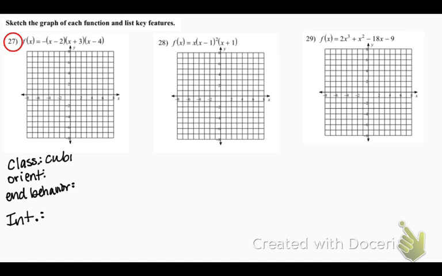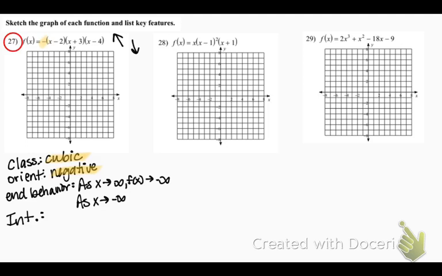This is a cubic, and is the orientation positive or negative? It is negative. Okay, so I have a cubic and negative. So I can tell what my end behavior is going to be because I know the arrows look like this. So as x goes to infinity, where does y go? That goes down to negative infinity. And as x goes to negative infinity.